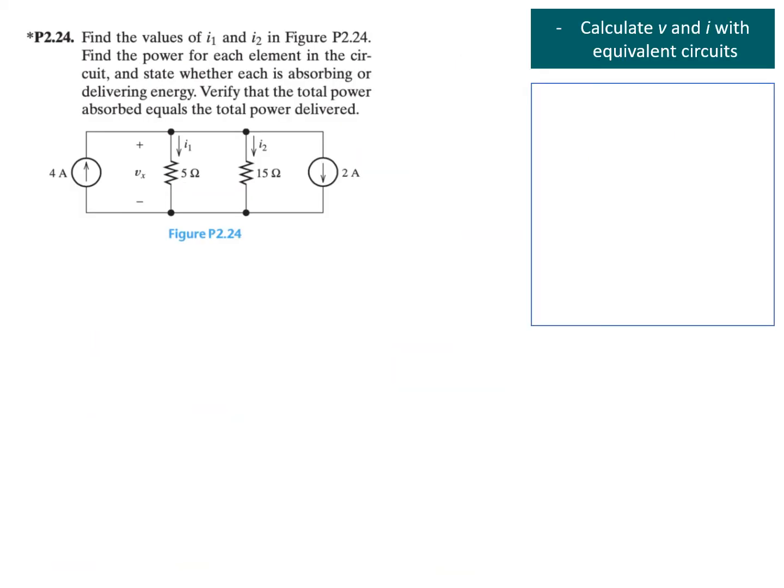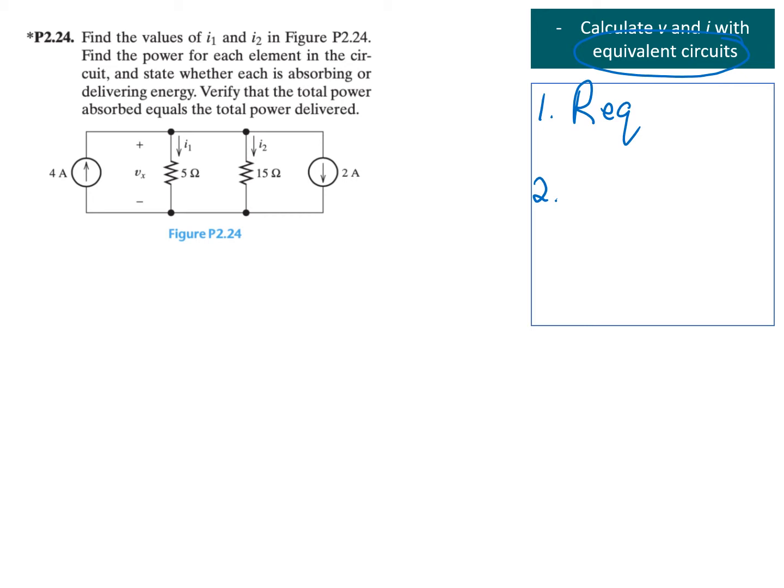Now, this is the second type of questions we are going to see in our assignment. That's to calculate the voltage value and current value with equivalent circuit. Generally, we are going to go through 3 steps to solve this type of question. The first is find REQ, R equivalent, to simplify a part of the circuit so that we can easily find out the voltage and the current we need.